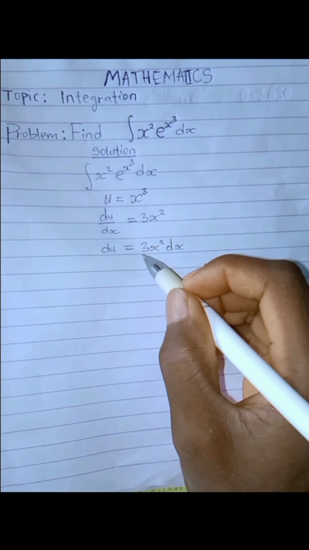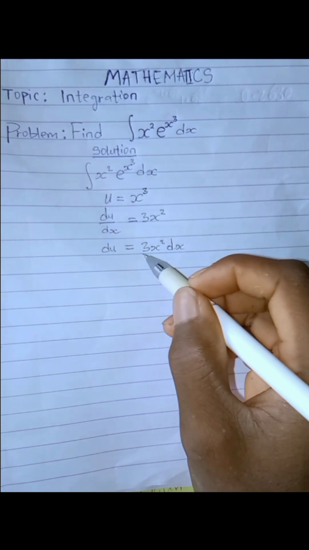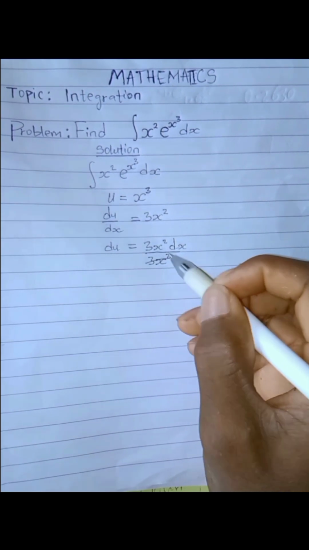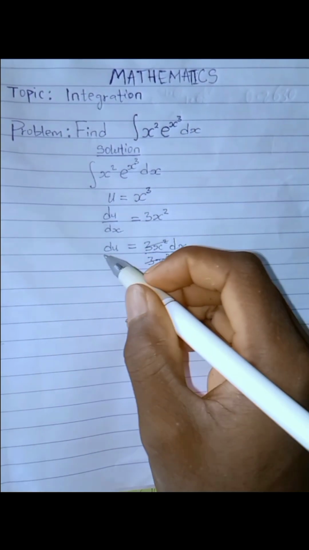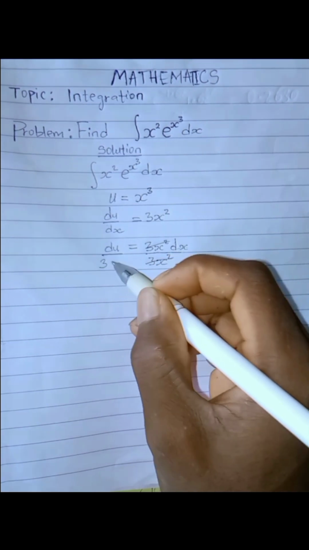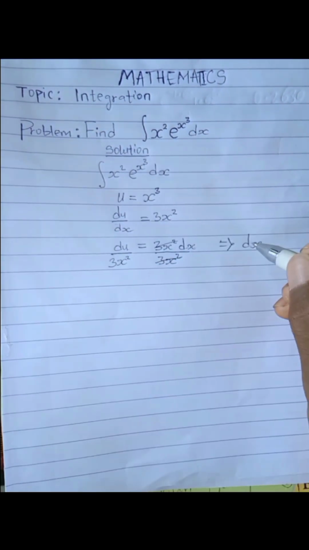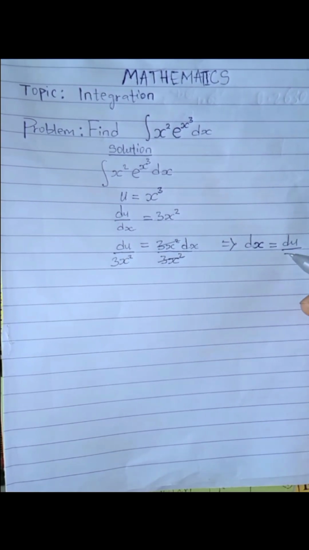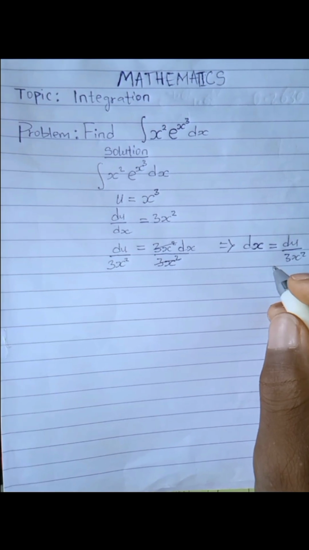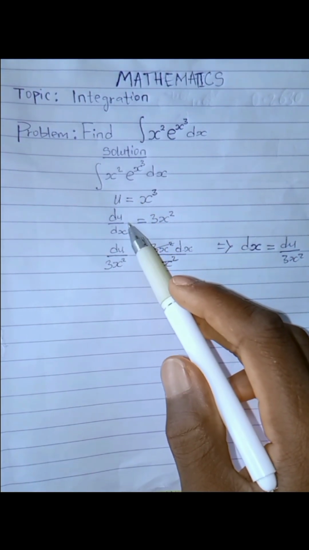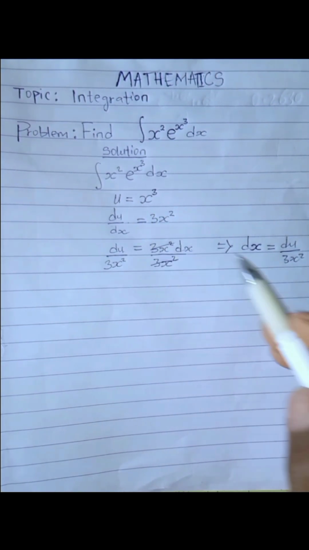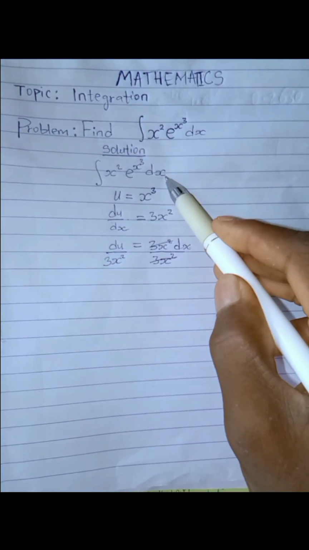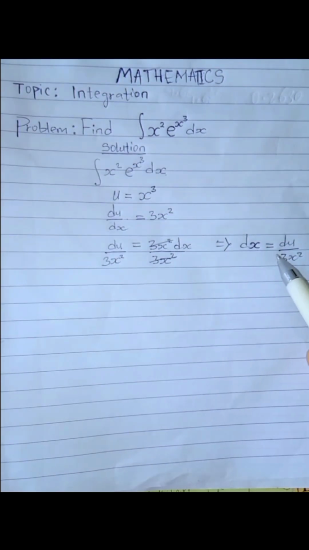Now we are going to divide both sides by 3x squared. If we divide both sides by the coefficient of dx, which is 3x squared, so that dx can stand alone, thus making it the subject of the formula, you will now have that dx equals du over 3x squared. Our main aim of differentiating this is just to make dx the subject of the formula, so that we can substitute its value into the given problem. Anywhere we see dx, we put what we have gotten.